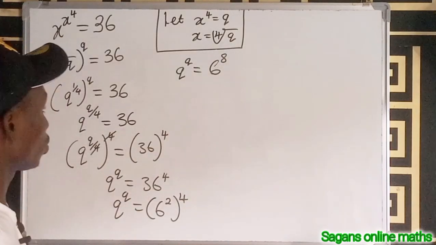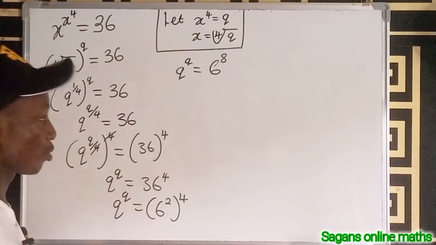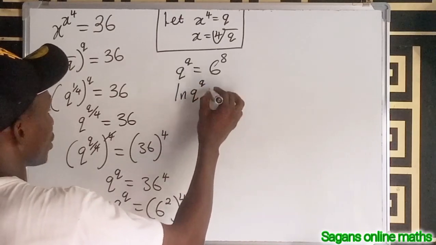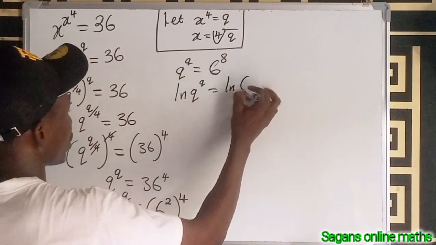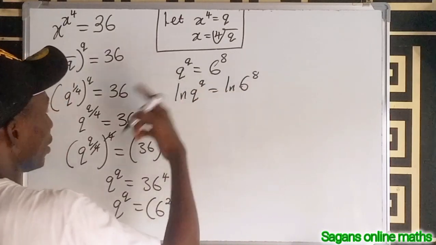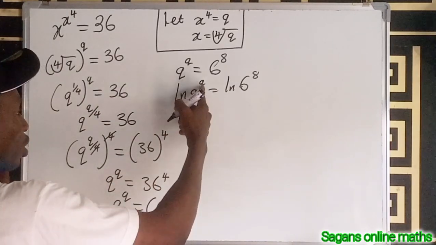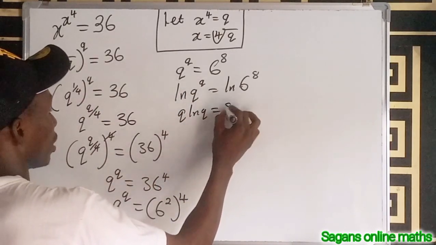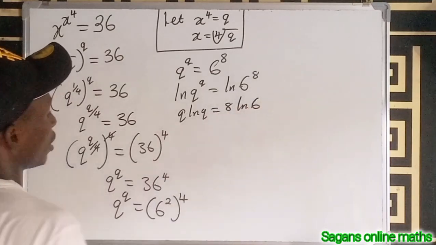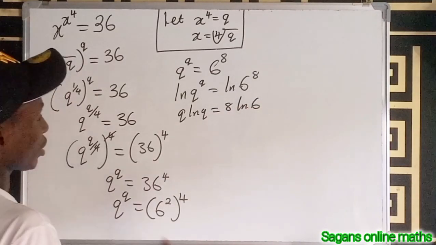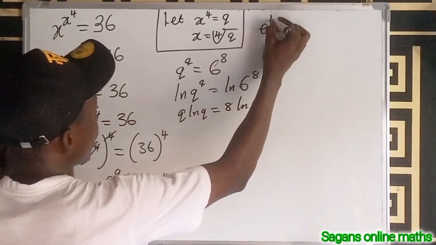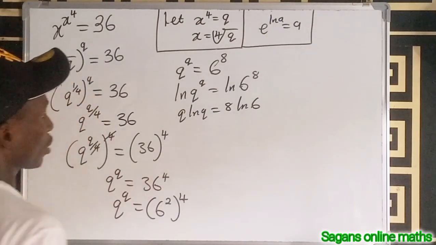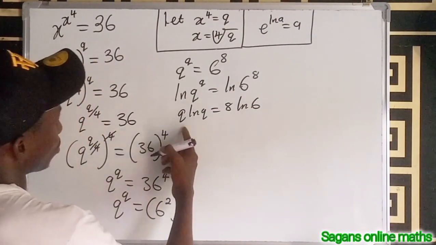But what are we going to do? Do you know we can take the natural logarithm of both sides? That means the natural logarithm of q to the power of q is equal to the natural logarithm of 6 to the power of 8. So by obeying the logarithm properties, this becomes q ln q equals 8 ln 6. And again, by the properties of logarithm, e to the power of ln a is equal to a. This is one of the properties of logarithm, right?